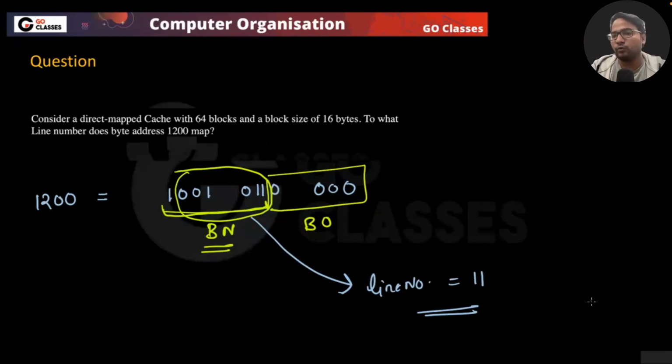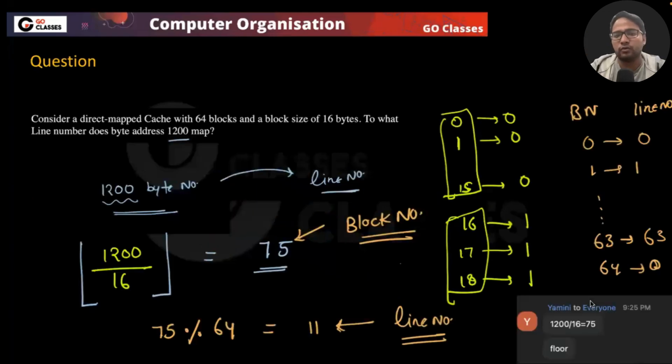Is it fine, what we are doing here? Once the idea is clear that you want the block number, and from the block number you want the line number, you can definitely do it using this also. So first division, then mod. Isn't it a good question?